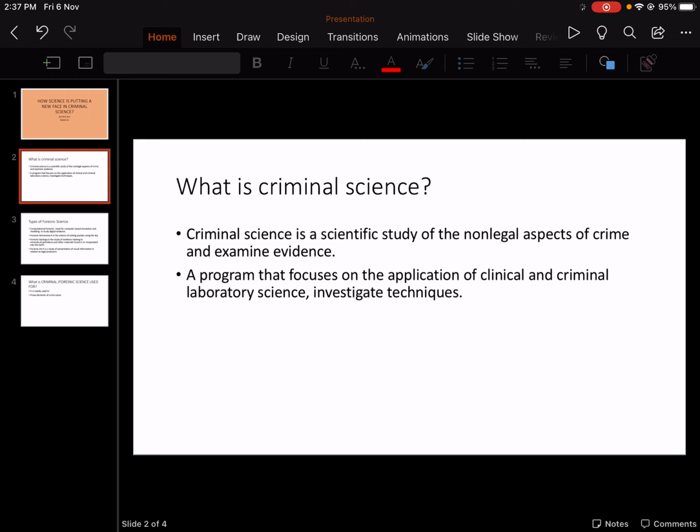What is criminal science? Criminal science is a scientific study of the non-legal aspects of crime and examining evidence. Second point, a program that focuses on the application of clinical and criminal laboratory science, common investigative techniques. Okay, let's go to the next slide.